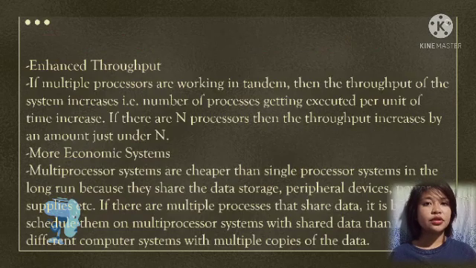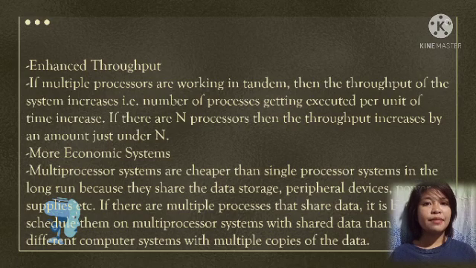Enhanced throughput. If multiple processors are working in tandem, then the throughput of the system increases, and the number of processes getting executed per unit of time increases. If there are n processors, then the throughput increases by an amount just under n.